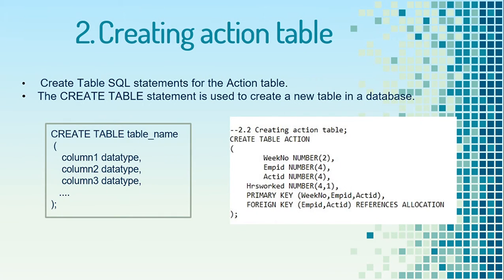Second task. The second task is about how to create the action table. The create table statement is used to create a new table in the database. Create the action table with the week number, employee ID, and activity ID as the primary key, and foreign keys on the employee ID and activity ID columns when the allocation table is created.